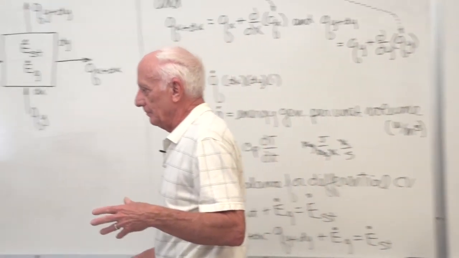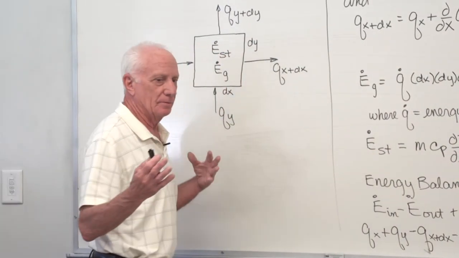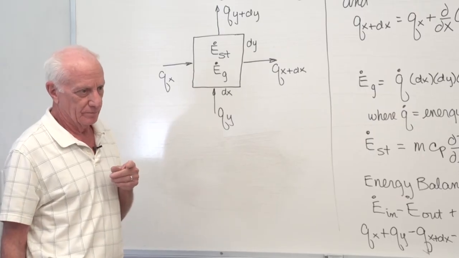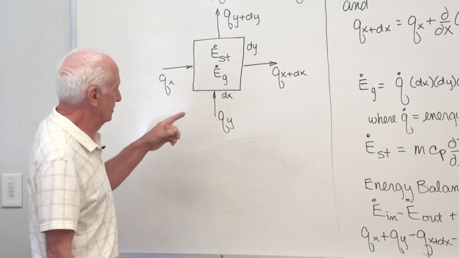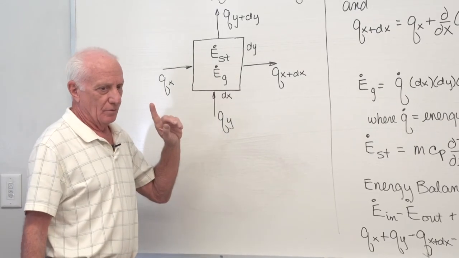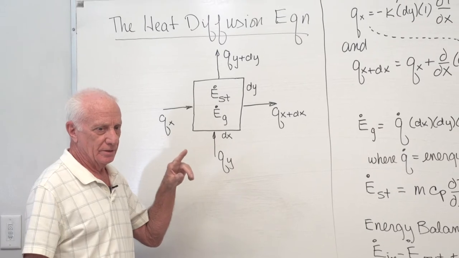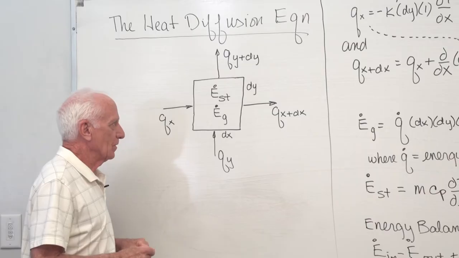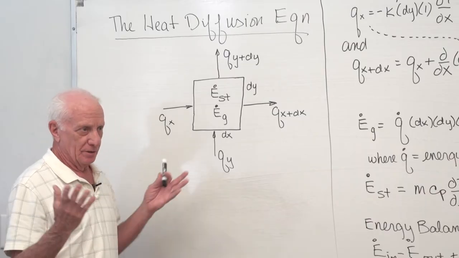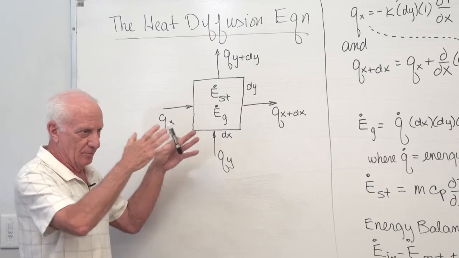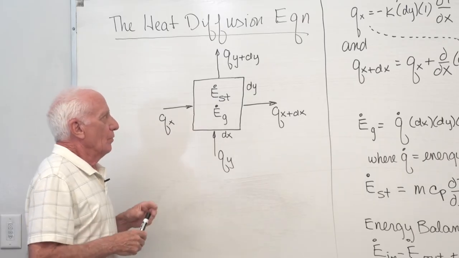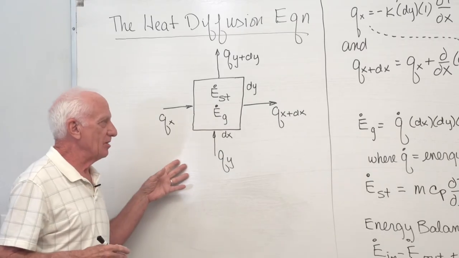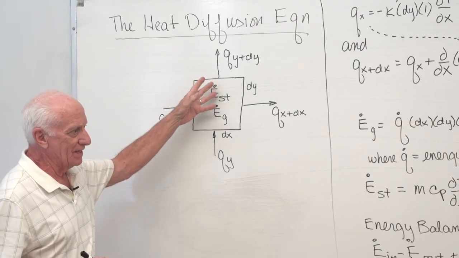Okay. So, let's just take a solid, for instance. We take a small differential element in the solid. The differential element has dimensions dx, dy. We're going to do this in two dimensions, not three. So the z dimension comes out of the board towards you. We assume it's unit length one, out of the board. We're looking at an energy balance on this element. So we have energy coming in, energy going out, and things happening inside.